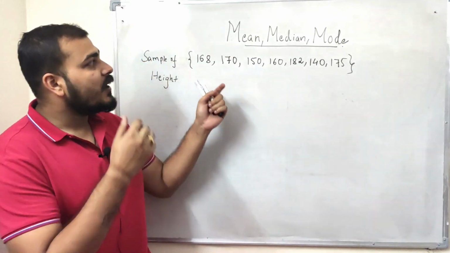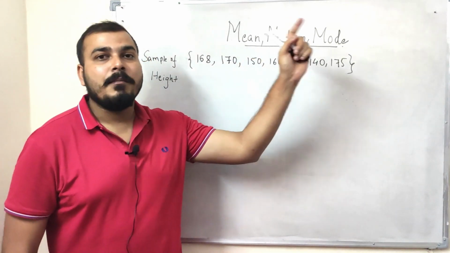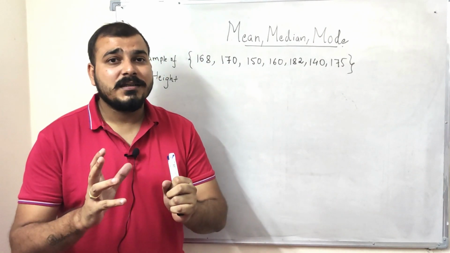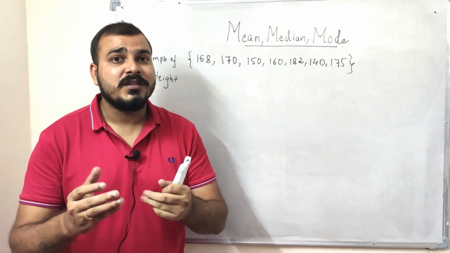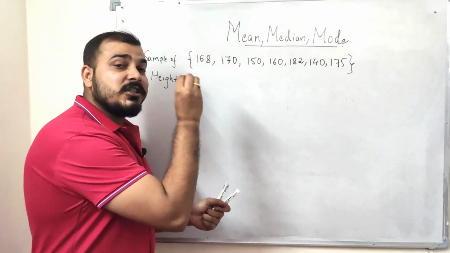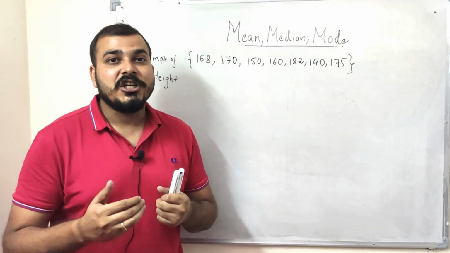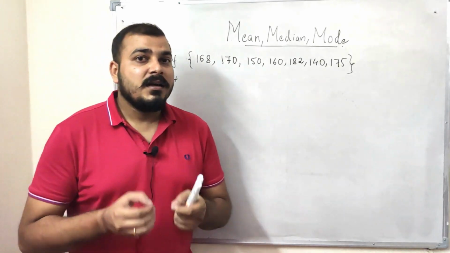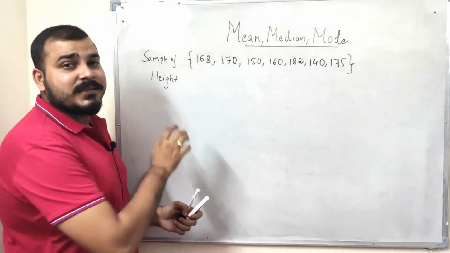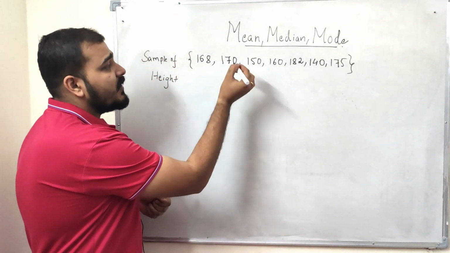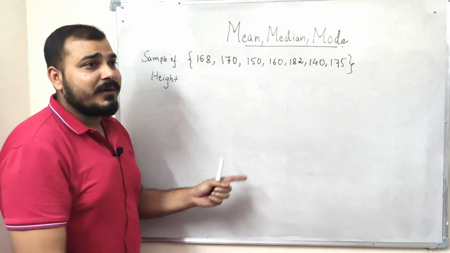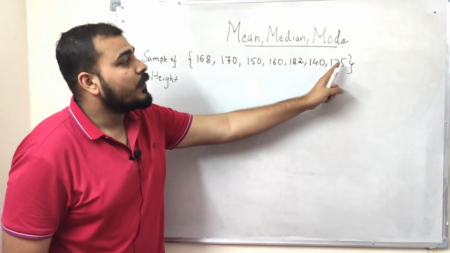So the first concept that we are going to understand is mean, median and mode. Now this is the basic thing to understand and I hope many of you know it, but today I am also going to give you some additional information regarding mean, median, mode and how it is used in machine learning. So let us take an example. Suppose I have a sample of heights as 168 centimeter, 170 centimeter, 150 centimeter, 152, 182, 140, 175.